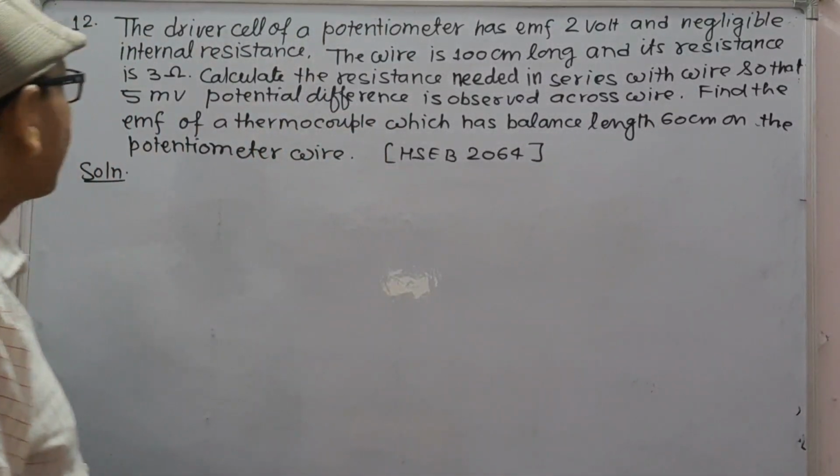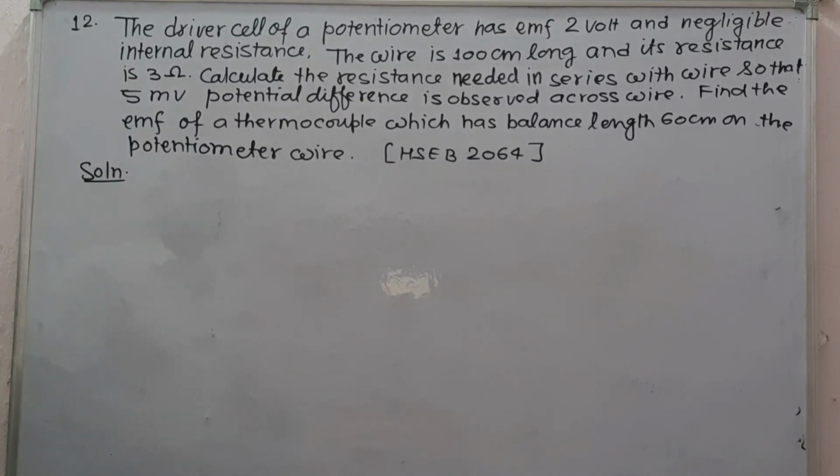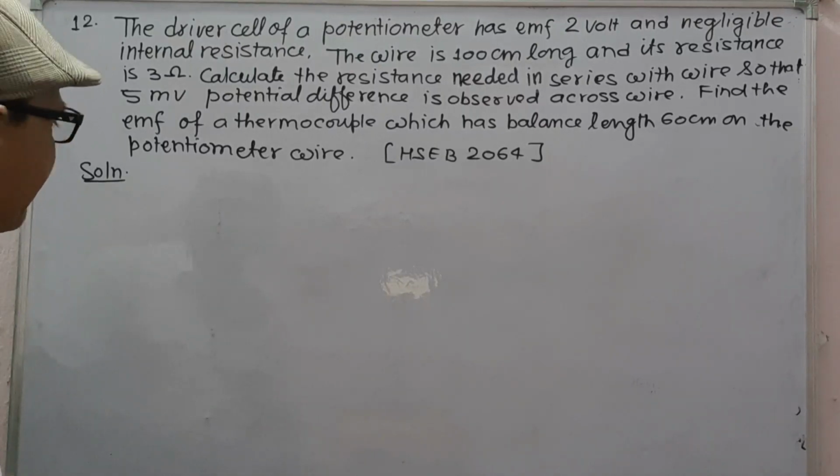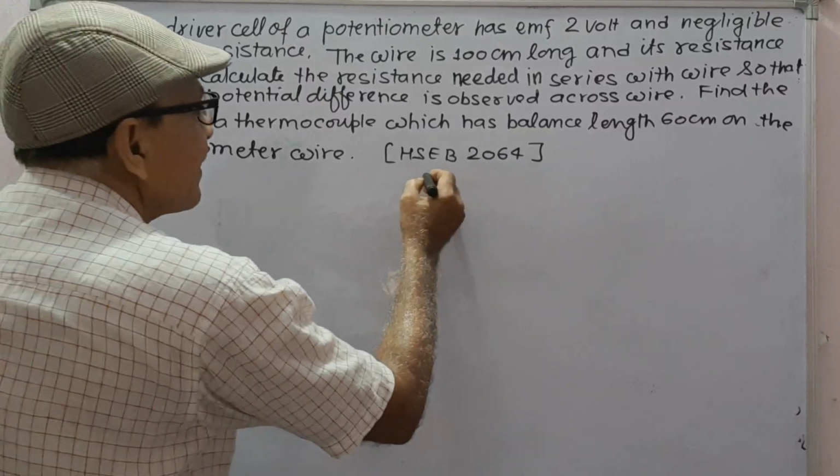Next, question number 12. The question is, the driver cell of a potentiometer has EMF 2 volt and negligible internal resistance. The wire is 100 cm long and its resistance is 3 ohms. Calculate the resistance needed in series with the wire so that 5 millivolt potential difference is observed across the wire. Find the EMF of the thermocouple which has balance length of 60 cm on the potentiometer wire. Solution here given.